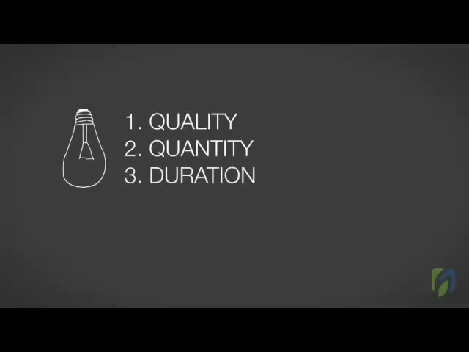Welcome to Steve's Hydroponics. Light is one of the environmental factors that affect plant growth. There are three principal characteristics of light that affect plant growth. These are quality, quantity, and duration. This video will focus on light quantity.